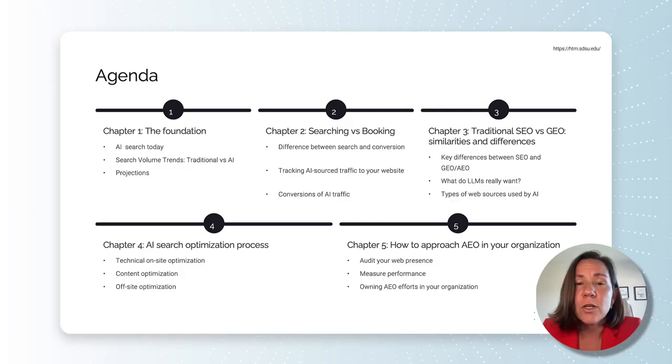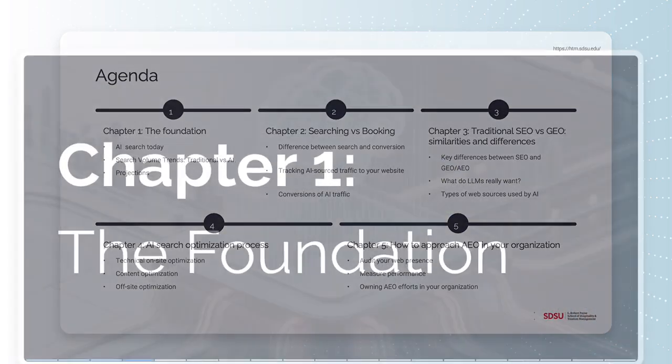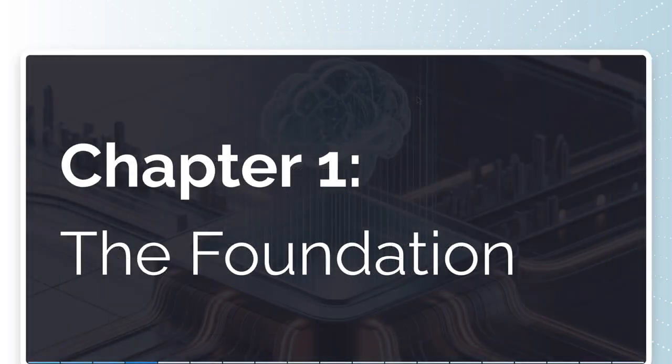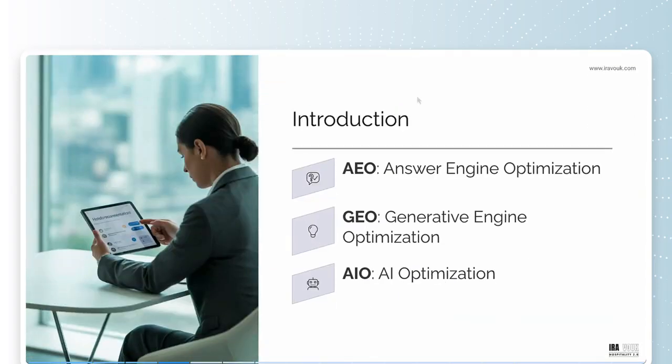And Chapter 4 is all about action, action, action, because your AI presence is not going to optimize itself. It needs your help. Chapter 5 will essentially help you understand where to start and how to structure those efforts in your organization. Let's do it. Chapter 1, the foundation.